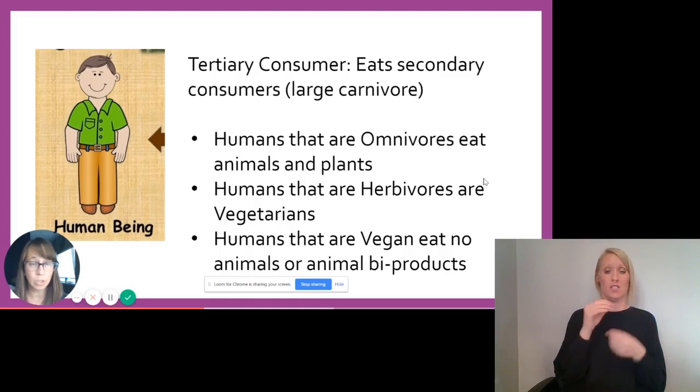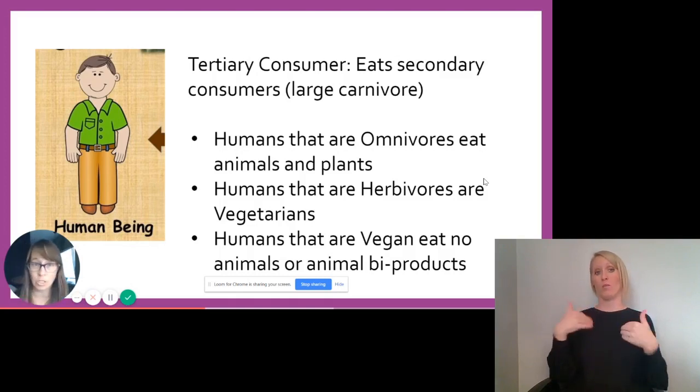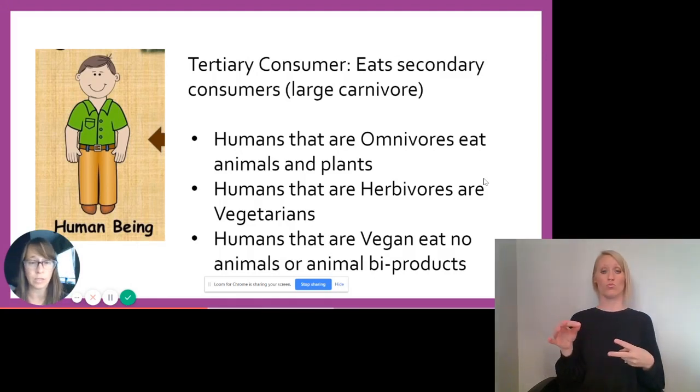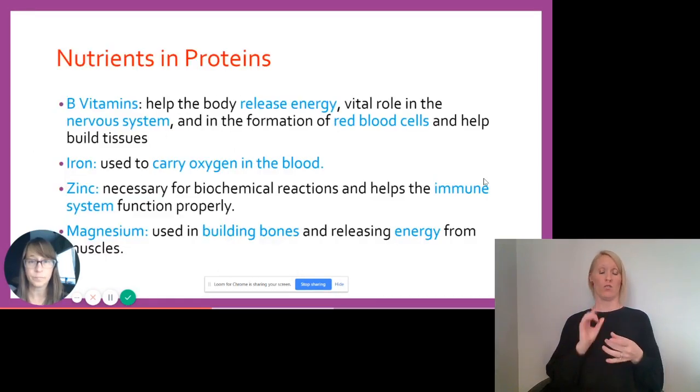There's reasons why people choose to be vegan. There's reasons why they choose to be vegetarian. There's reasons why we choose to be omnivores. It's just based on personal preference, beliefs, things like that. So that's where we stand in all of this, okay? We tend to eat a variety of different things.